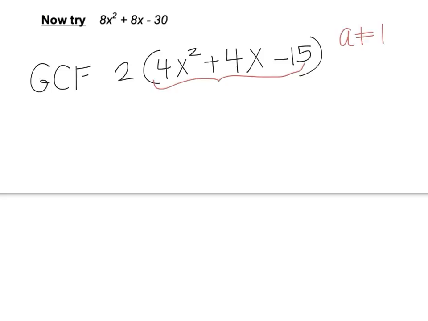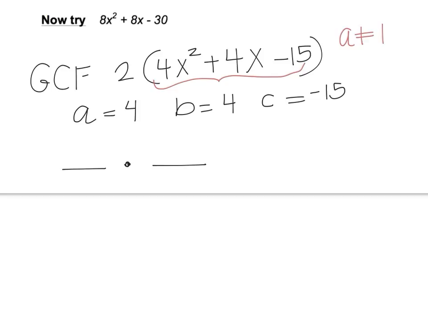So I first start by multiplying a times c. So let's recognize what a is, which is a 4, b is a 4, and the c is a negative 15. I need two numbers that would multiply to give me a times c, which is 4 times negative 15 in this case, and that's a negative 60. And I need two numbers that would add to give me the b, which is in this case a 4. So remember to find as many factors as you can for negative 60. So you would find those two numbers that would add to a 4.